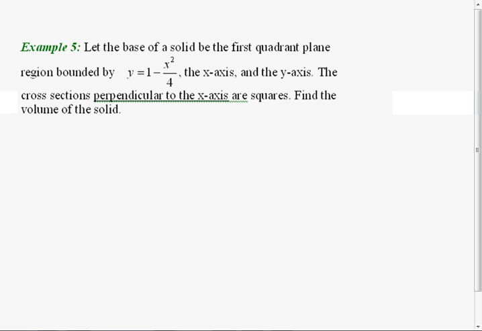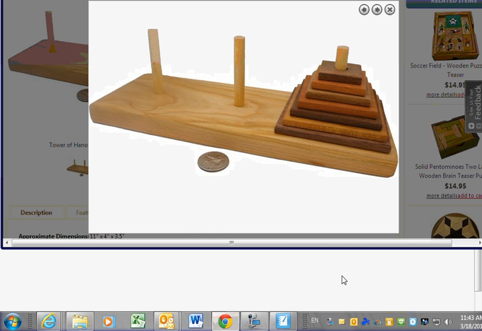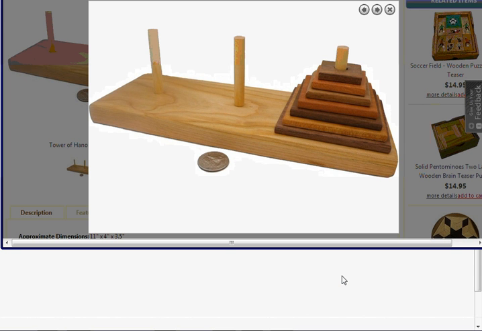Well, you know what I did? I decided you needed a visual model, so I looked up the Tower of Hanoi. Ever play that game? And there it is. Okay? These are all different cross sections. And if you were to pull one out, it would be a square. And how would you find the volume of your square cross section? The side squared times how thick it is, right? So that's what it's asking. Do you see how you get a solid out of square cross sections?